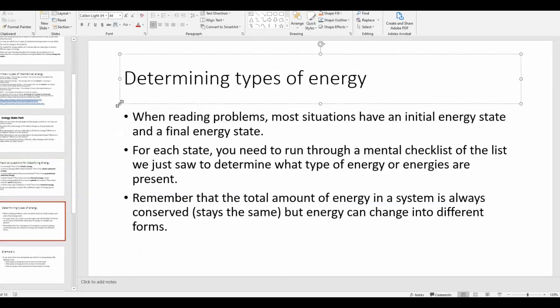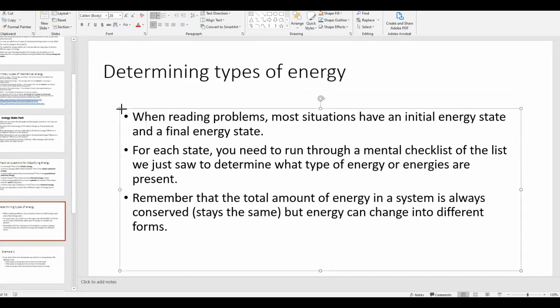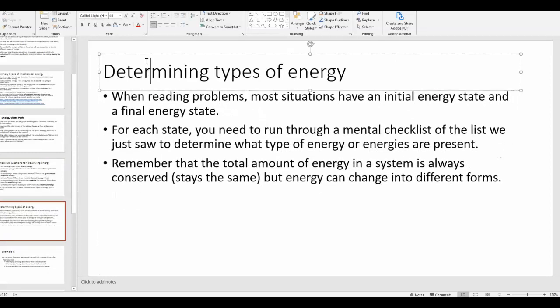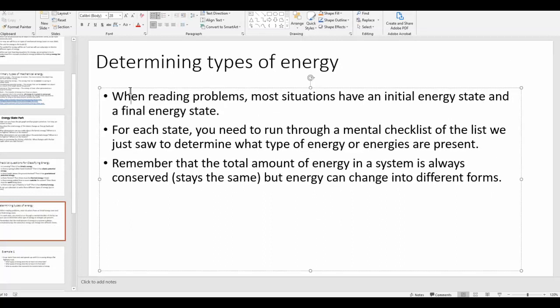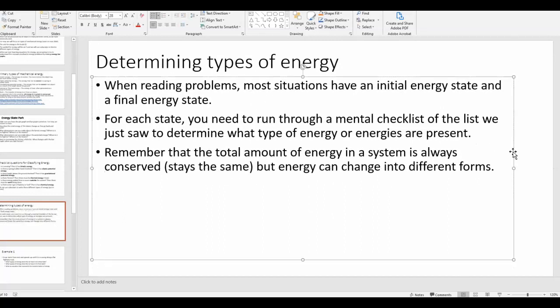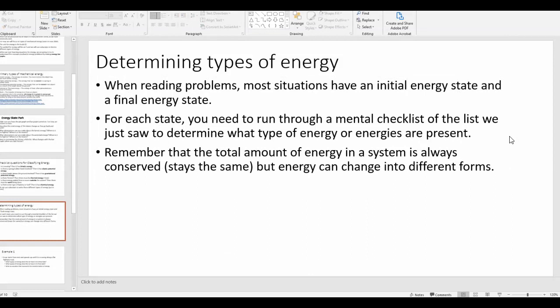Okay, so as I said before, when you're reading a problem, you need to be able to use that mental checklist to figure out what type of energy an object has. Now, in most problems, there's going to be a beginning state and an ending state. Okay, an initial energy state and a final energy state. Okay, like a beginning and an end.